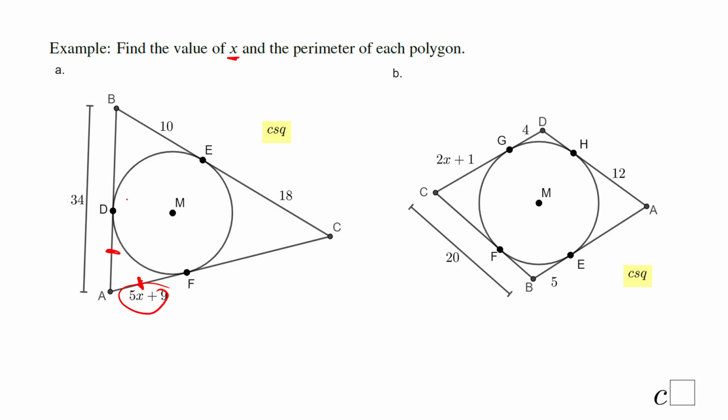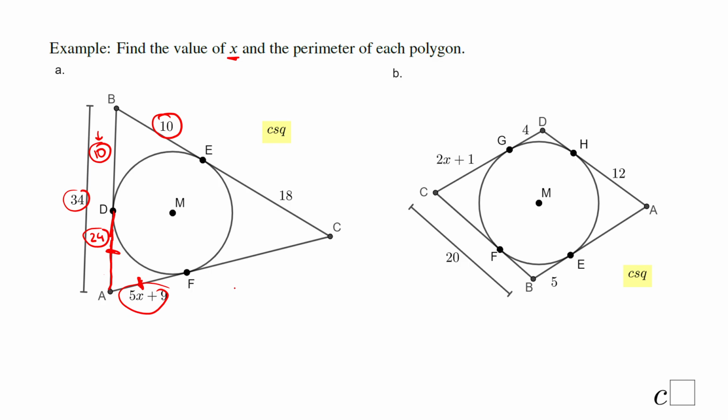So the question is, can we find how long AD is? And the answer is yes. Why? Because we're looking here and we see BE is 10, which means BD will also be 10, because they are the two tangents that come from point B to circle M. And now we know that this segment DA should be 24. If you do not see where this 24 comes from, we have 34 here minus this 10. That will be 24, okay? Or 10 plus 24 is 34.